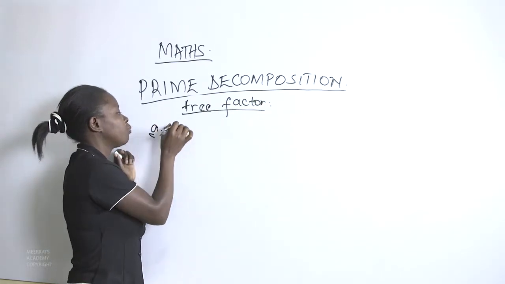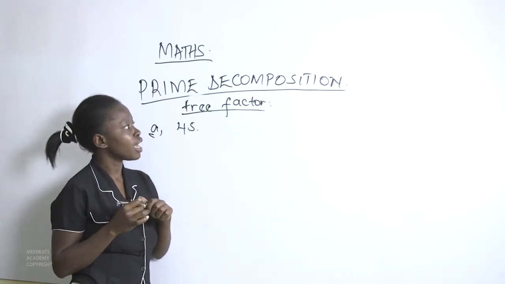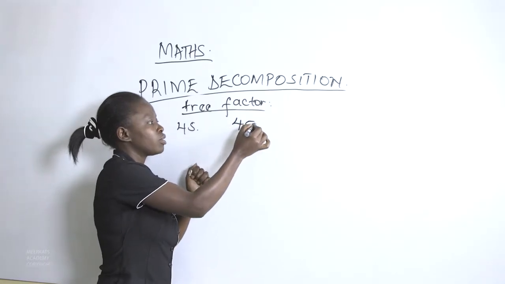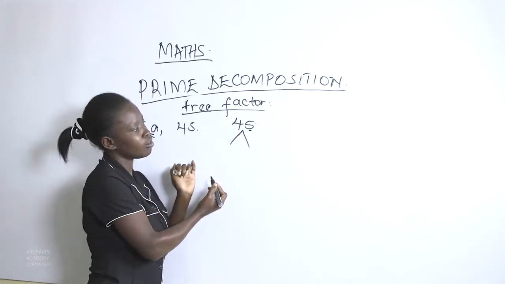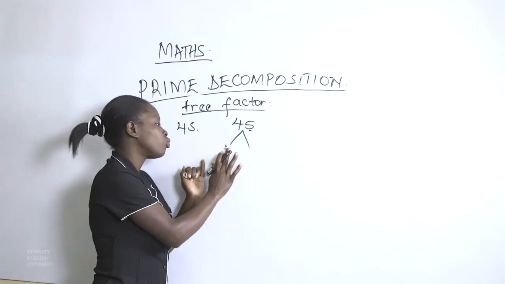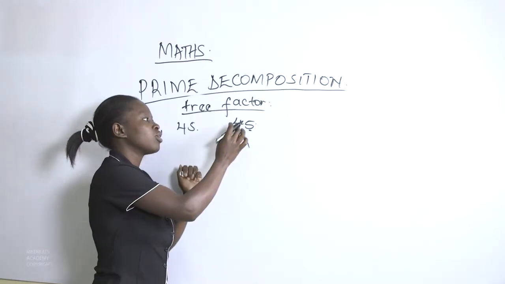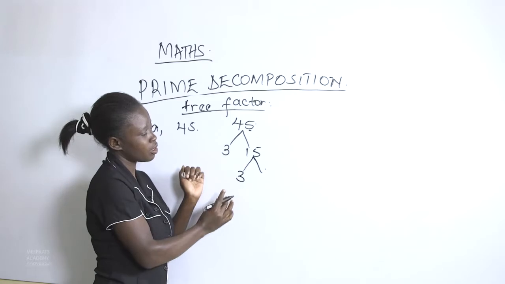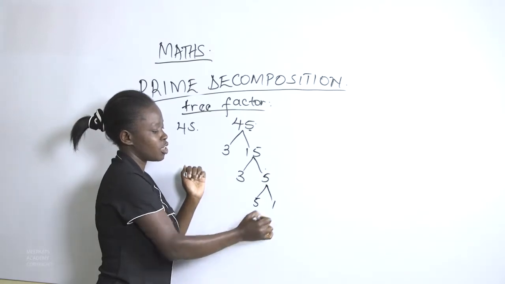The first example we are looking at is 45. We want to decompose 45 as a product of its prime factors. The lowest prime factor that can divide 45 is 3. 3 into 45 is 15. The next prime factor is 3. 3 into 15 is 5. Then 5 into 5 is 1.